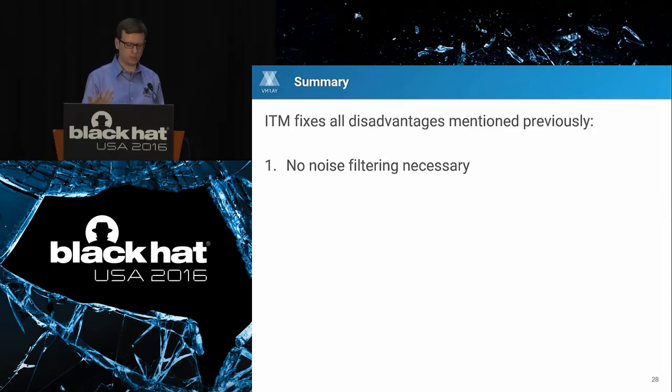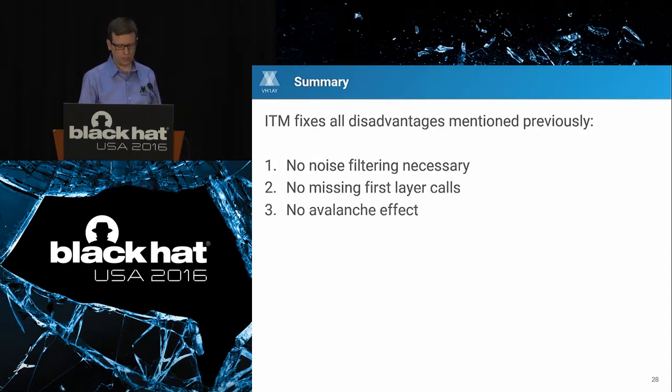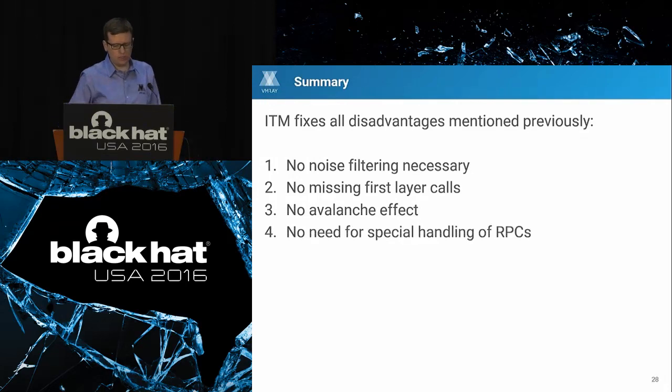Yeah? If you're analyzing script files, you will basically analyze the runtimes of these script files, and then you have some noise, but it's way less than with lower layer hooking. You will also not miss any first layer calls by design, because you're just seeing everything that happens on the first layer. You're not going to have that avalanche effect anymore for the same reason. And finally, there's no need for special handling of RPCs anymore. You just do not have to deal with it anymore. You just don't care about the implementation of anything, and it'll just work.